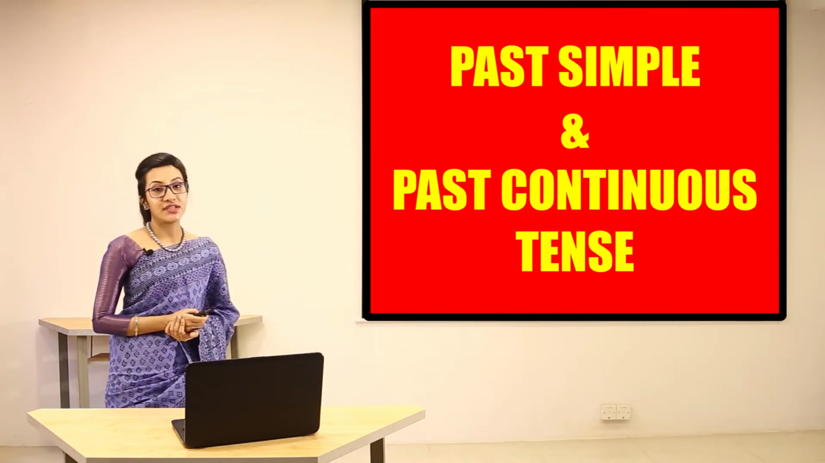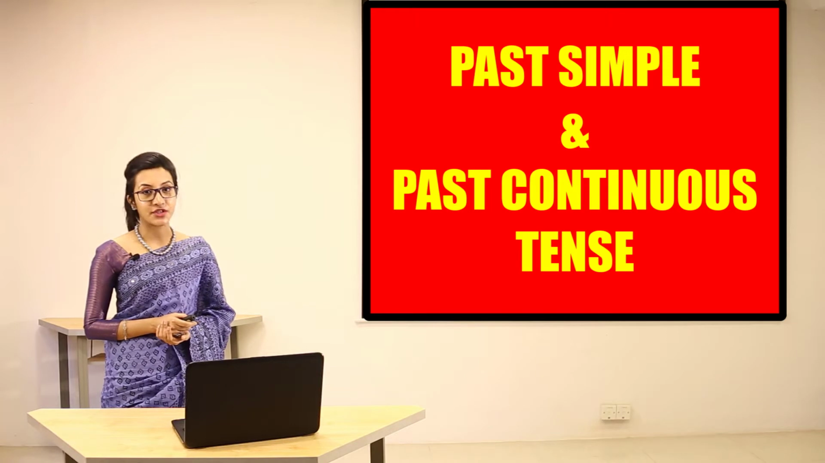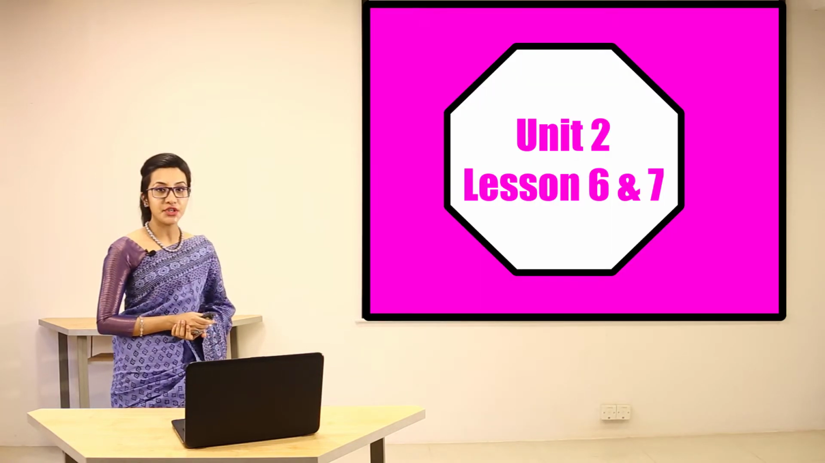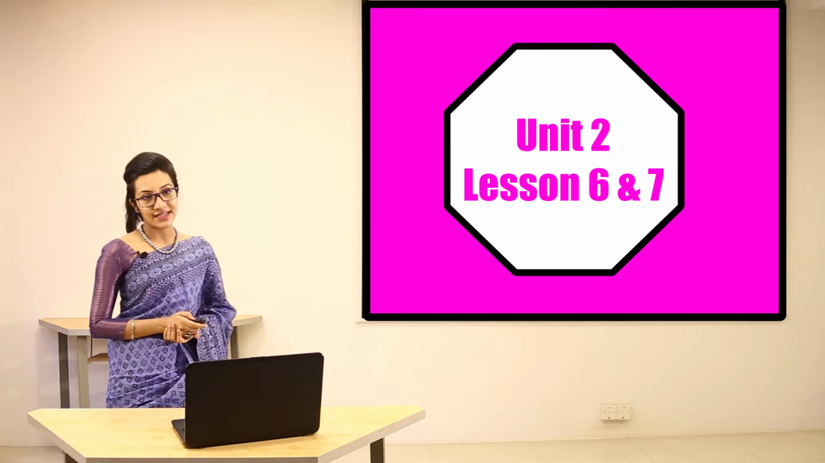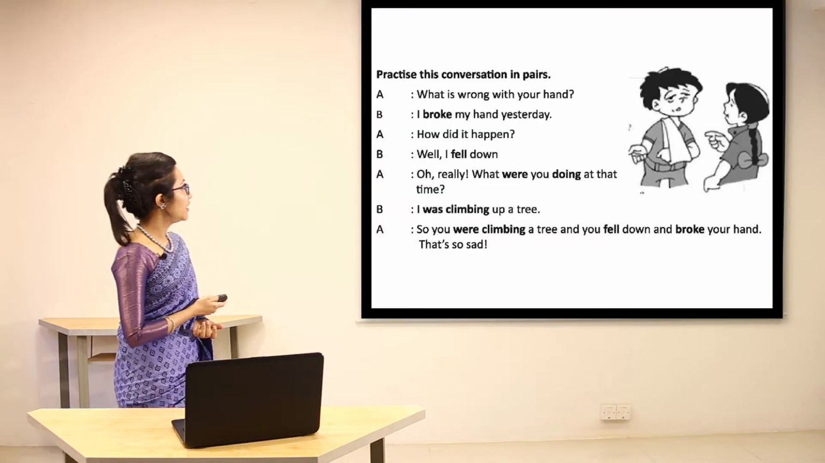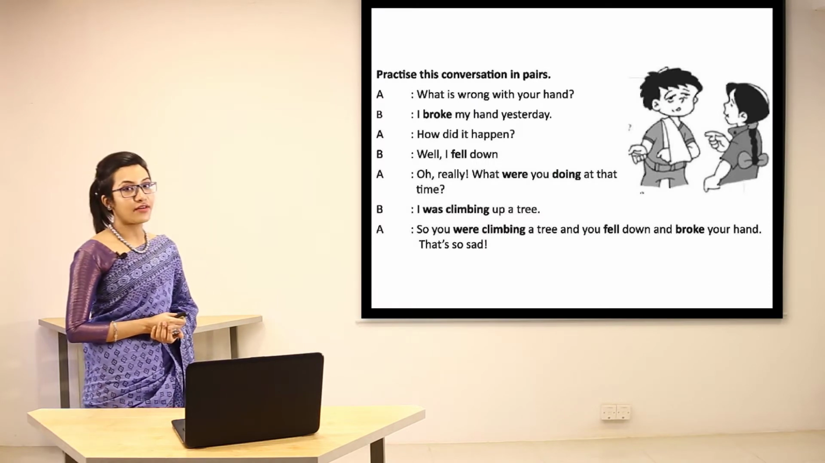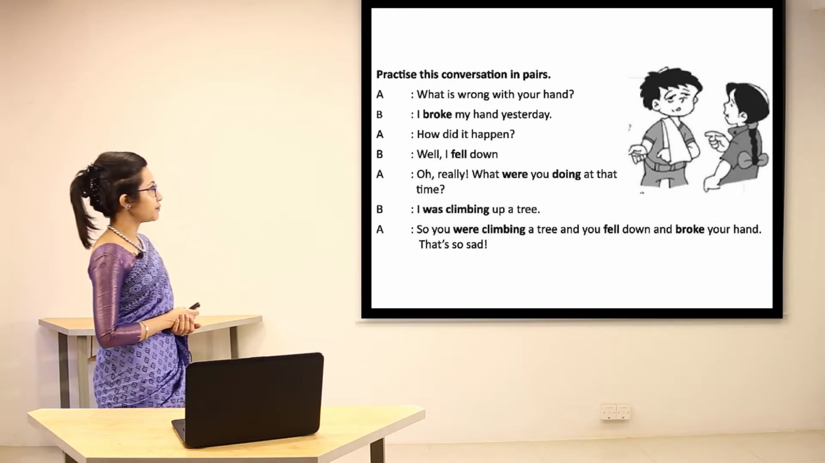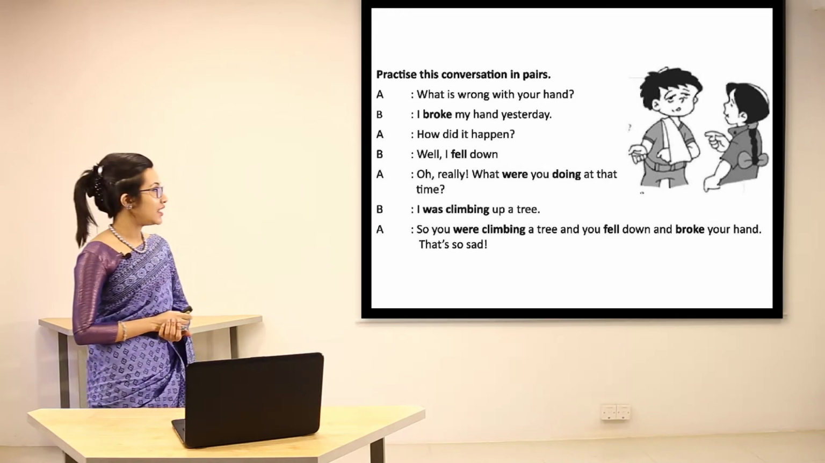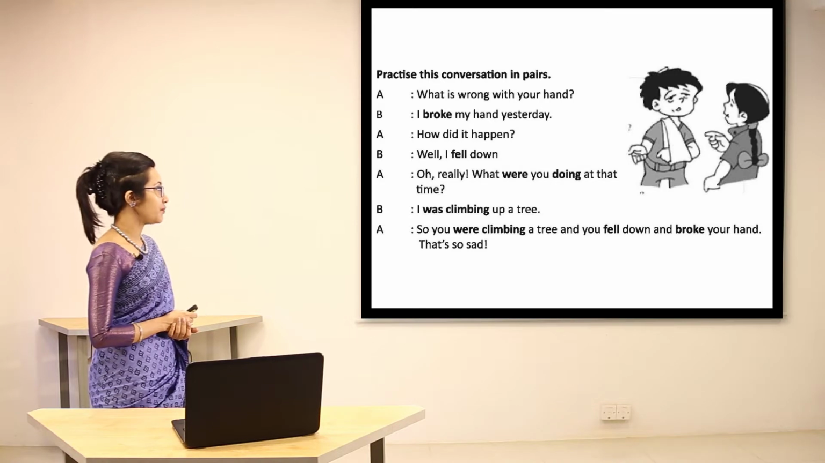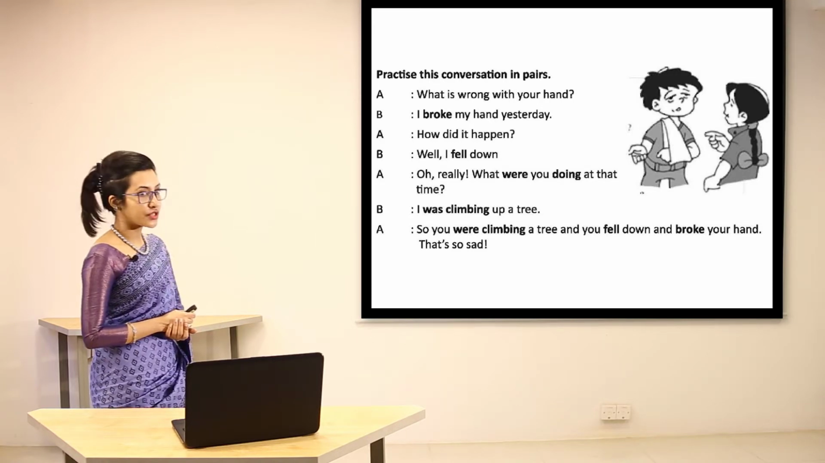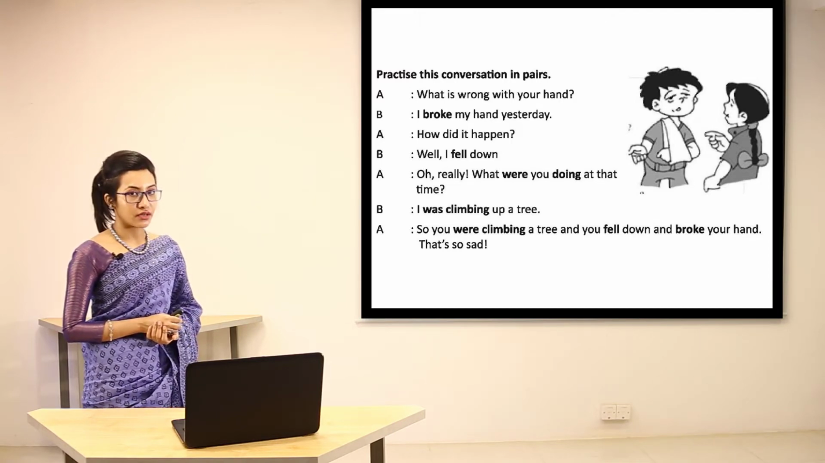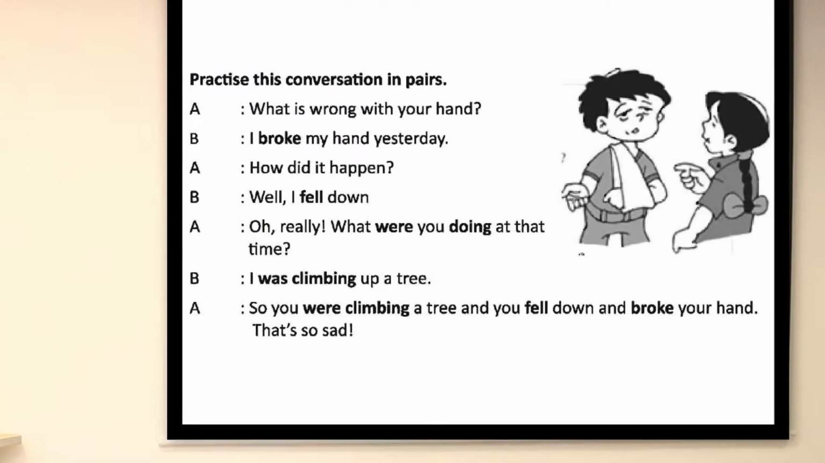The topic that we are going to learn today is past simple and past continuous tense. You may find this lesson in your book at Unit 2, Lesson 6 and 7. Now before we start, let's have a look at this conversation. As you can see, there are two people who are talking with each other, and in the picture there is a bandage around the shoulder of one boy and he looks quite sick. So she is talking to a girl. Let's see what they are talking about.